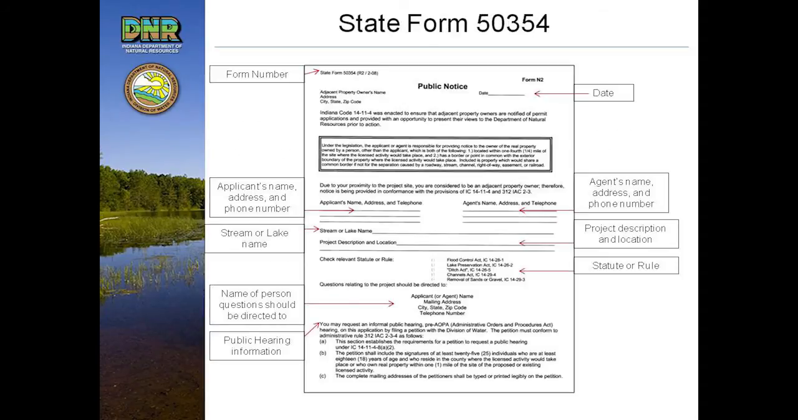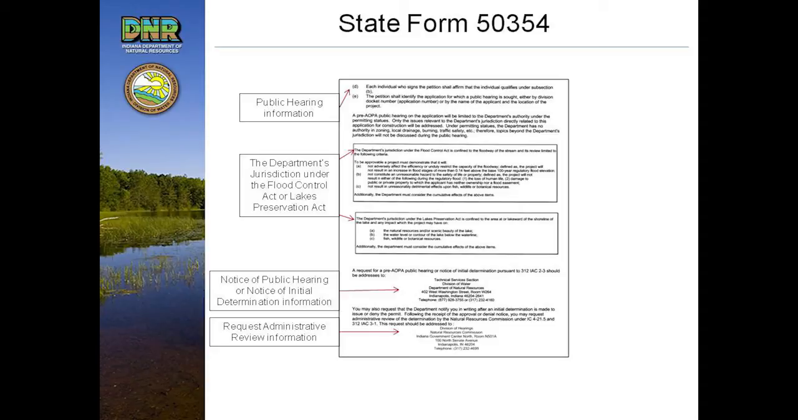State Form 50354 is sent or handed to the adjacent property owners. This form must contain the date, the applicant's name, the applicant's address and telephone number, the agent's name, the agent's address and telephone number, the stream or lake name, a project description and construction site location, the relevant statute or rule, the name of the person questions should be directed to, and public hearing information. Continuing, you would also need the department's jurisdiction under the Flood Control Act or the Lakes Preservation Act, notice of public hearing or notice of initial determination information, and the request administrative review information.